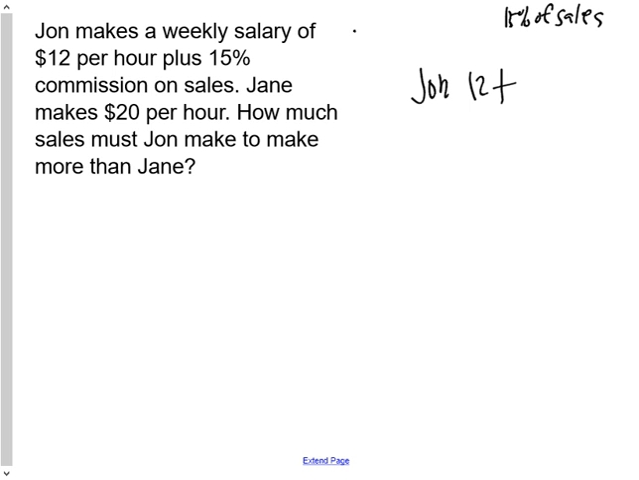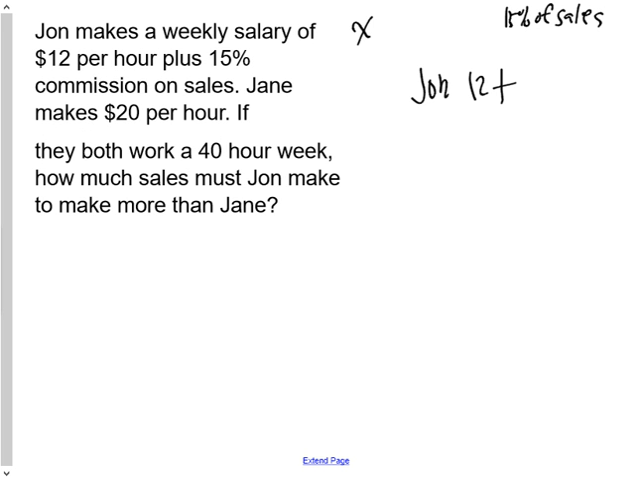Now, if I make X, oh shoot. There, I just corrected my question. So they both work a 40-hour week. How much must John make in sales to make more money? So X is going to be the amount of sales, because we're looking for that in our question, amount of sales.